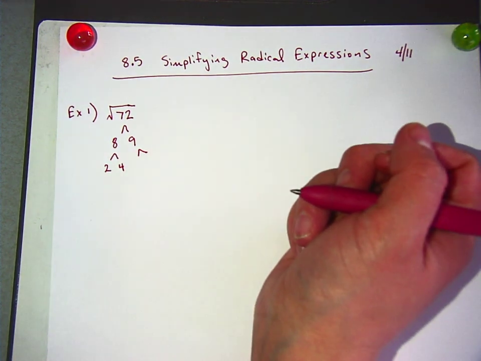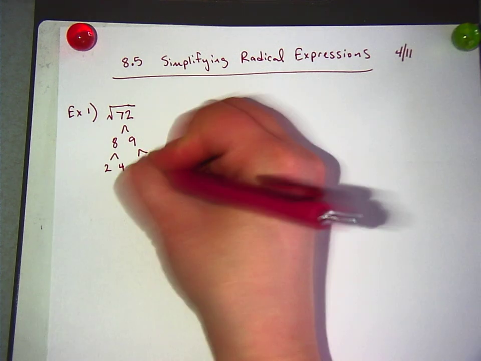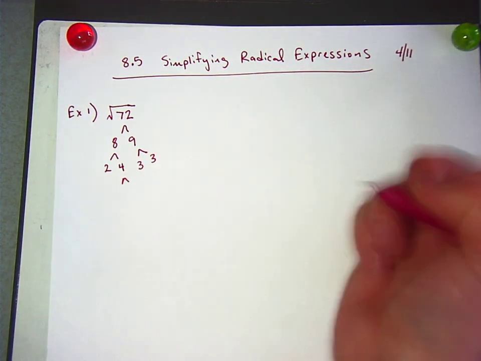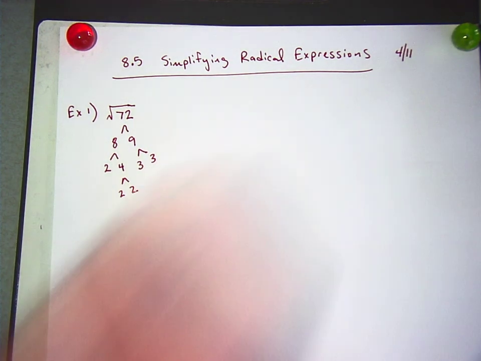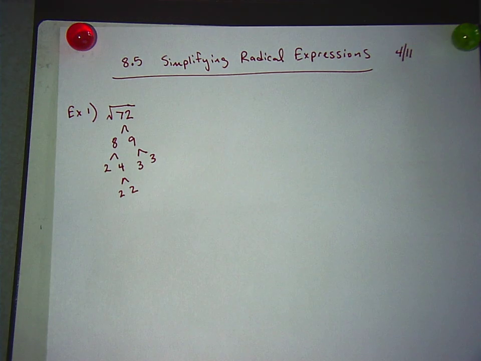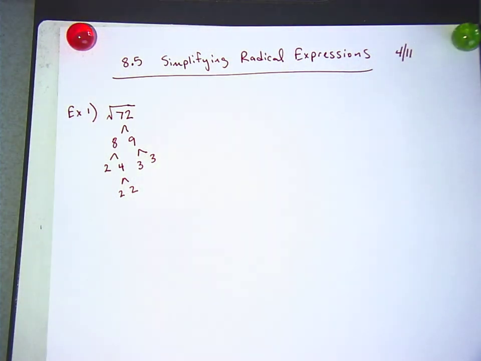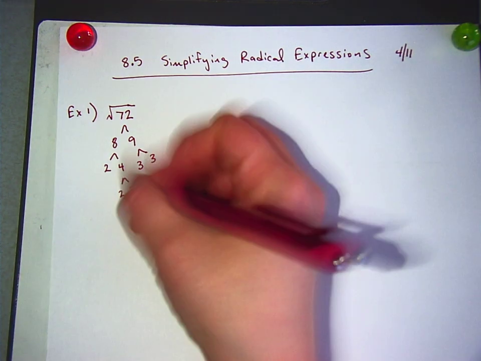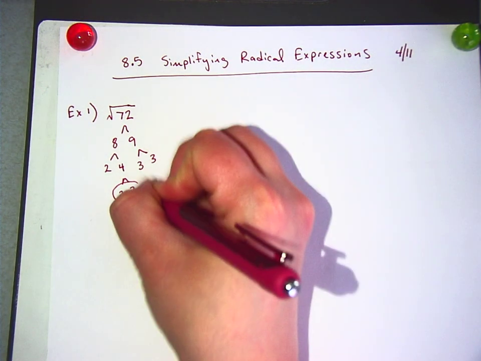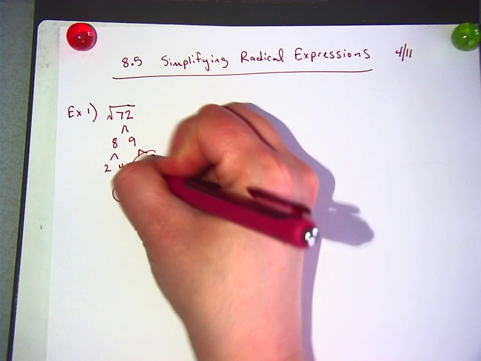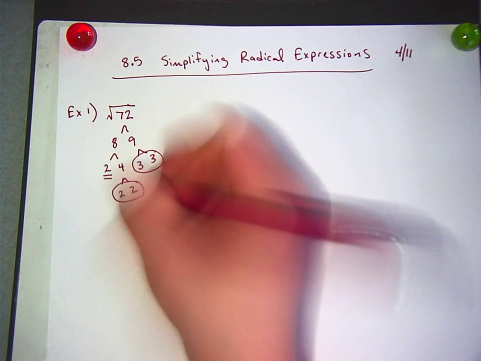And to go into 9? 3 and 3. And to go into this 4, 2 and 2. This is getting it down to the prime numbers. This is factoring it out. Okay. So now what we're doing, because it's a square root, we're going to look for pairs. This is a pair of 2s, this is a pair of 3s, and then I have an extra here.